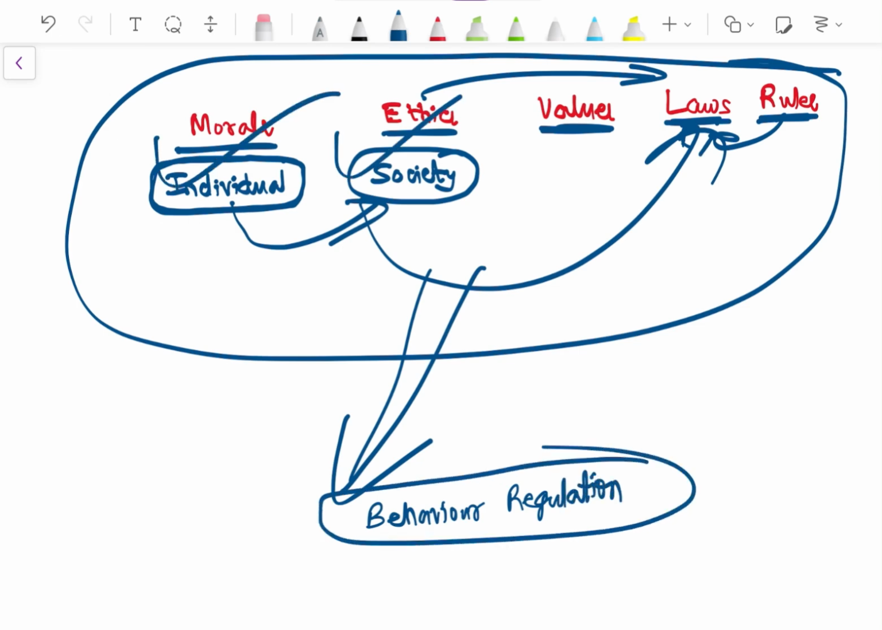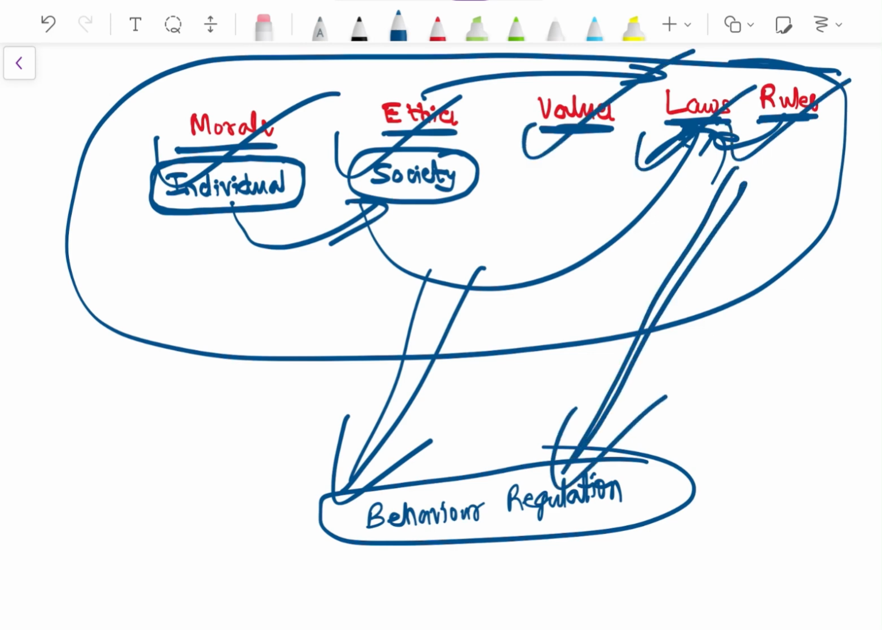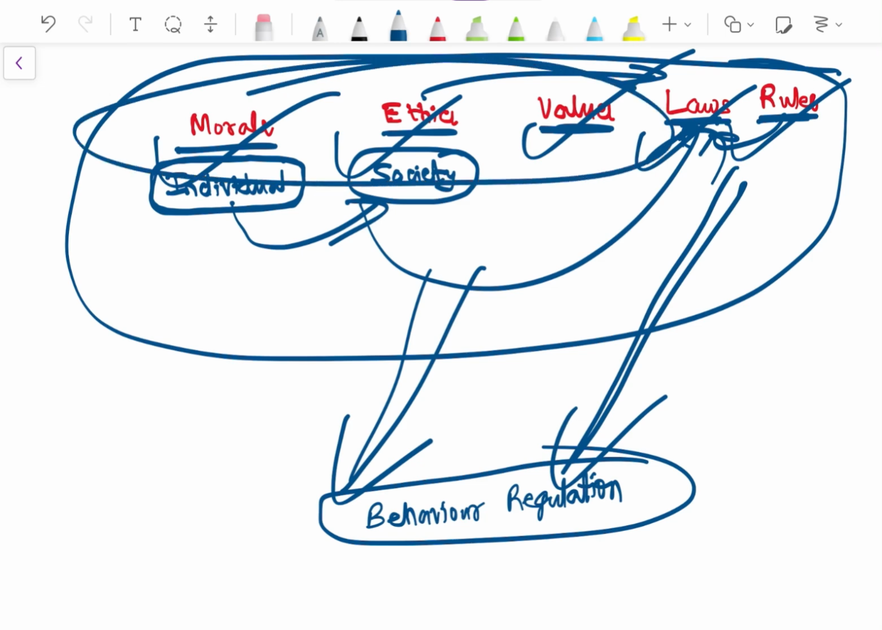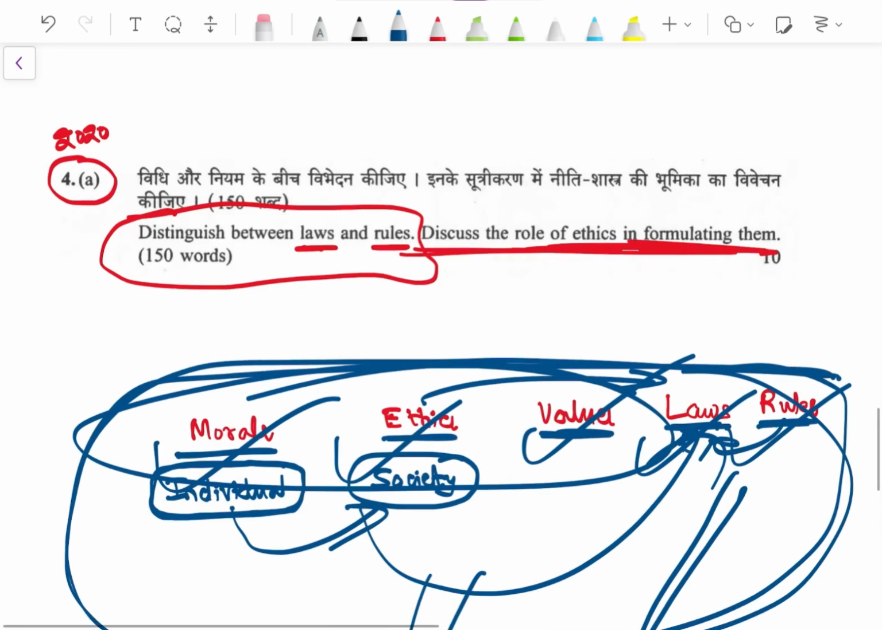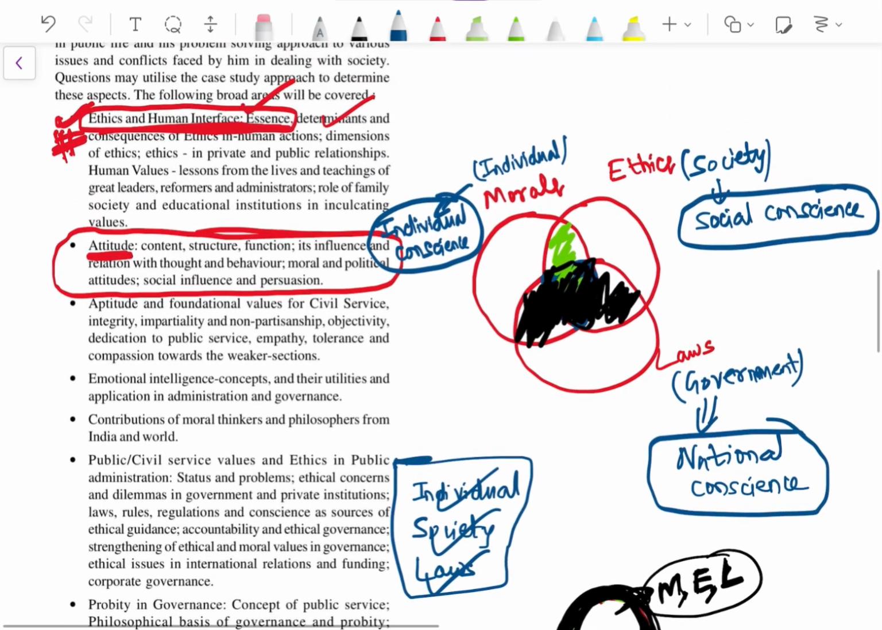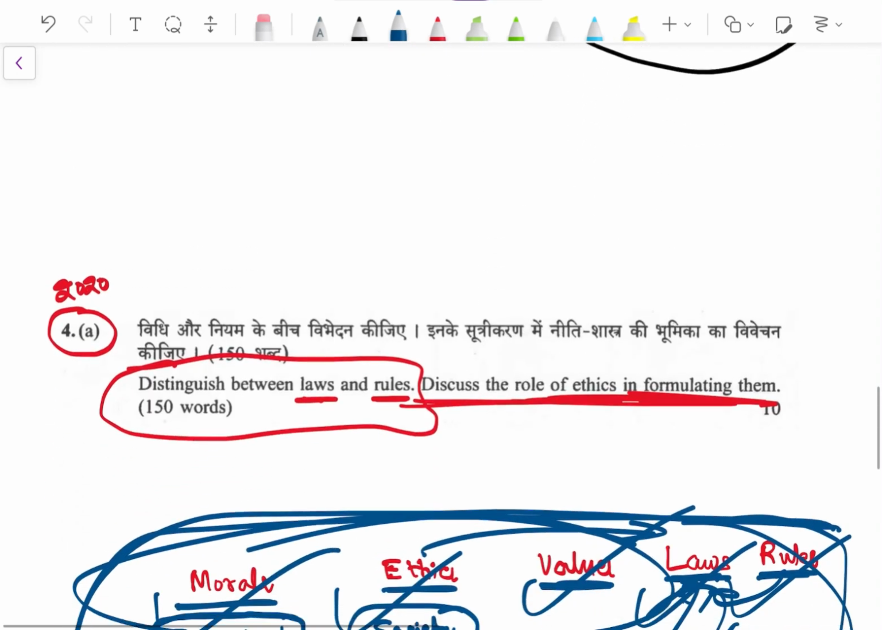Behavior regulation. If there are good ethics, good morals, good values, good laws and good rules, then it will lead to good behavior of individuals and the society at large. Okay. And they also help in decision making. ठीक है, morals, ethics, values decision making में help करती है, and they reduce social conflict, and they help in avoiding feelings of guilt, inner dissonance, etc. All these we will be studying in the next class. That is the essence of ethics in human actions. Ethics and human interface, essence of ethics, next class में we will study.